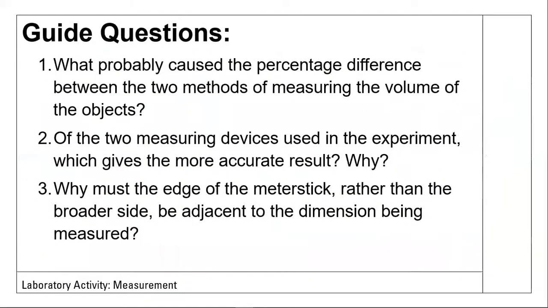Question number 1. What probably caused the percentage difference between the two methods of measuring the volume of the objects? Number 2. Of the two measuring devices used in the experiment, which gives the more accurate result? Why? And number 3. Why must the edge of the meter stick rather than the broader side be adjacent to the dimension being measured?